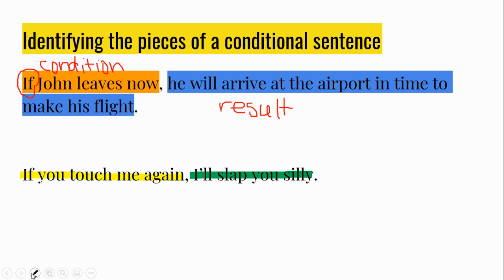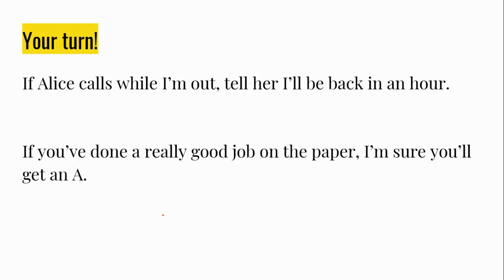And also a good indicator for this is when we see about when the condition ends, because we need to know where our condition ends and the result begins. We can see that with this comma here. This comma can really help us determine where the condition ends and the result begins. So now it's your turn. Take a little bit to try these on your own.